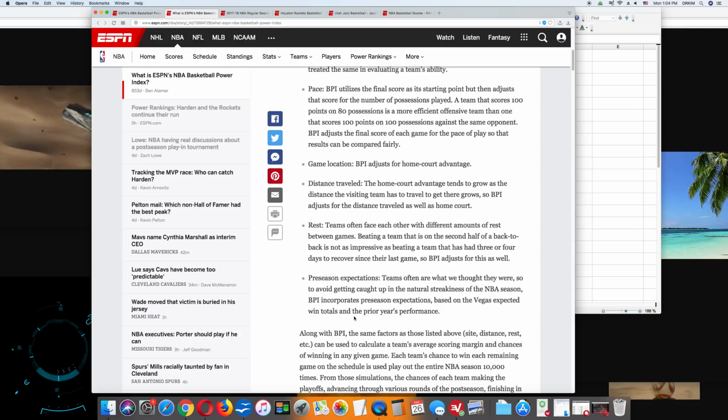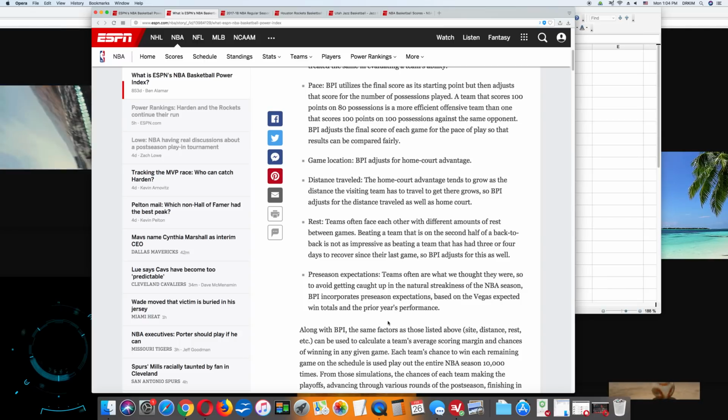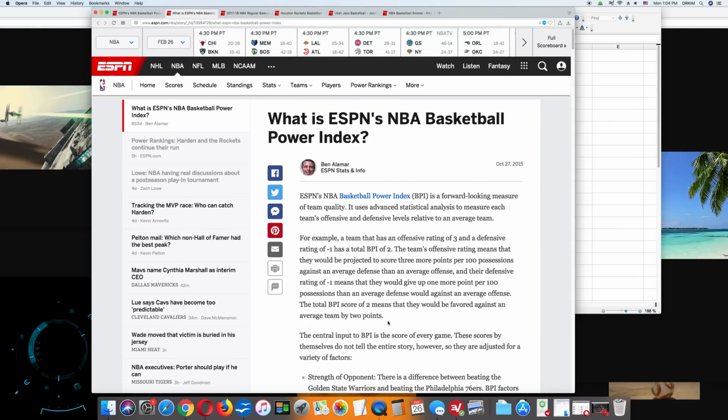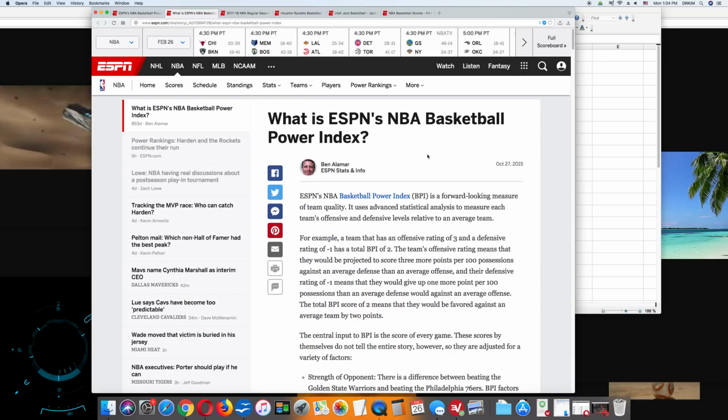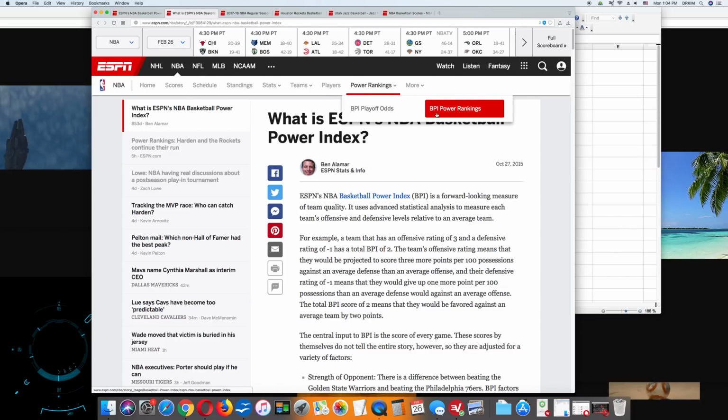Along with BPI, the same factors as those listed above, site, distance, rest, etc., can be used to calculate a team's average scoring margin and chances of winning in any given game. So the BPI is a power rating that can be used to generate a point spread and to attempt to predict future wins and margins of victory, point spreads. ESPN's NBA Basketball Power Index. How do you find it? Go to the ESPN site, NBA, scroll over to Power Ratings, and then you've got BPI Power Rankings. And that leads you into the discussion on BPI.